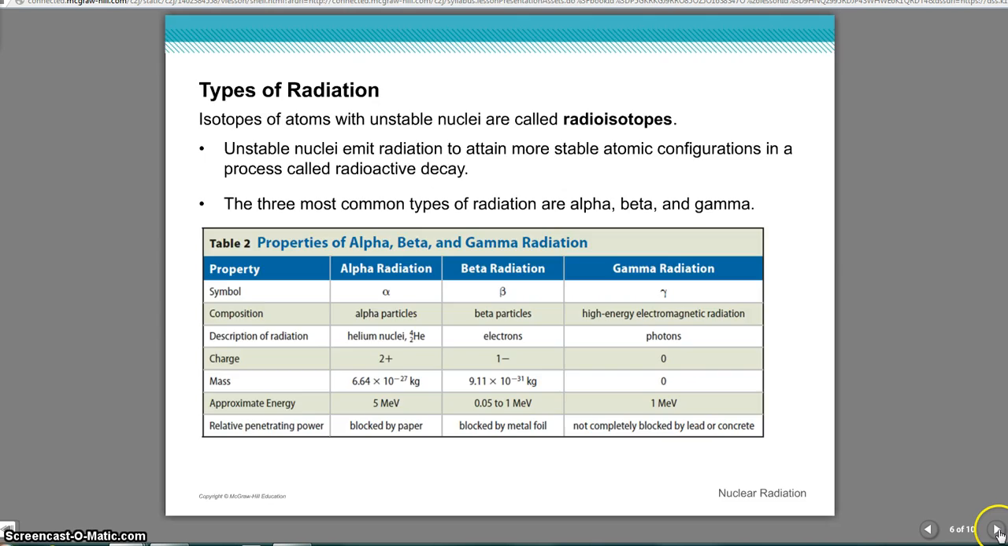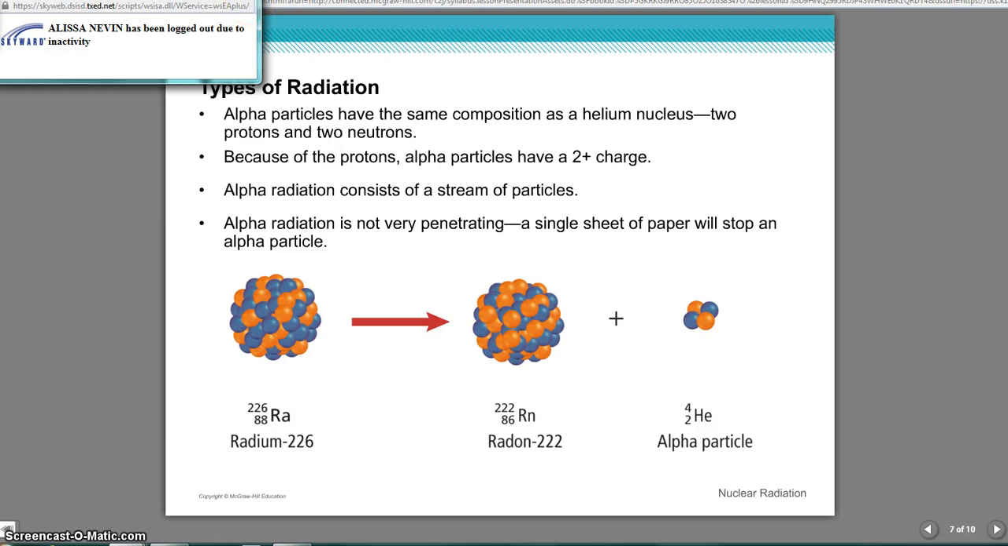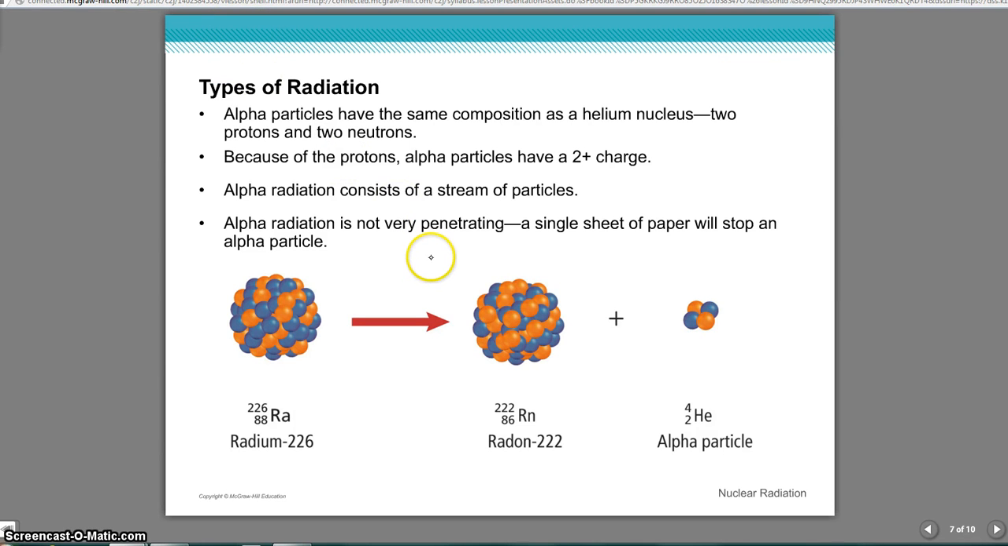So let's start with alpha radiation. What is that all about? So alpha radiation is composed of alpha particles, and an alpha particle is basically the same thing as a helium nucleus. It's 2 protons and 2 neutrons. And because it's 2 protons, alpha particles have a +2 charge. Alpha radiation consists of a stream of these alpha particles being emitted from an isotope. Now, because, relatively speaking, alpha particles are pretty big, they're not very penetrating, they're not very harmful. A single sheet of paper will stop an alpha particle. So alpha radiation isn't something that would harm you from the outside.